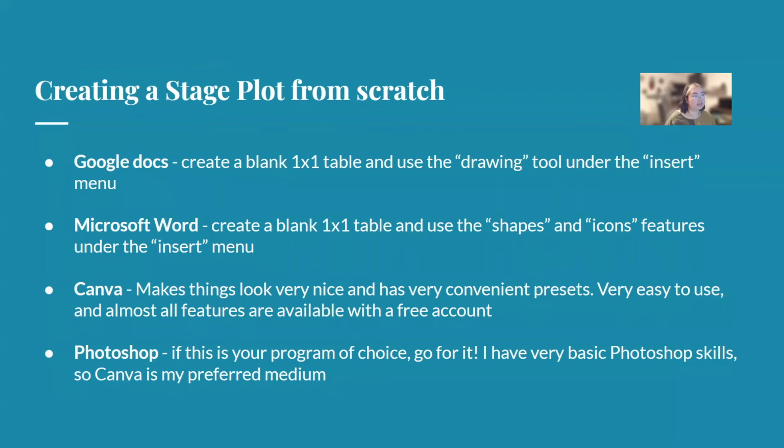So if you want to create a stage plot from scratch, this can be pretty useful if you often perform in the same configuration, as you can just make it once and then send it out to whatever gigs require it. So you could use Google Docs again and create a blank 1x1 table, which is just to make that big square. The table is nice because you can fill things out in it instead of making a big rectangle with the shapes tool, because then it doesn't want you to put things inside of it.